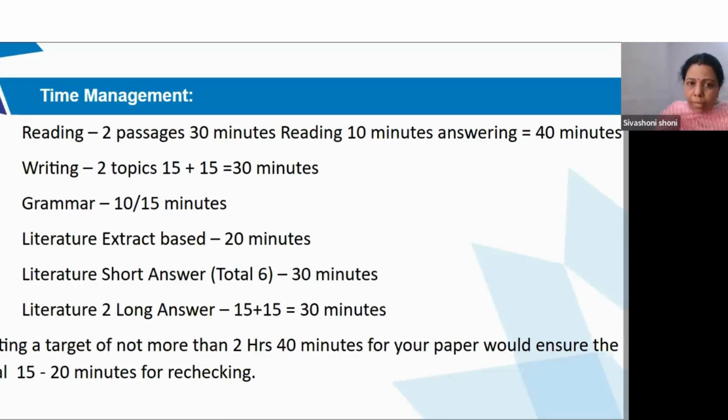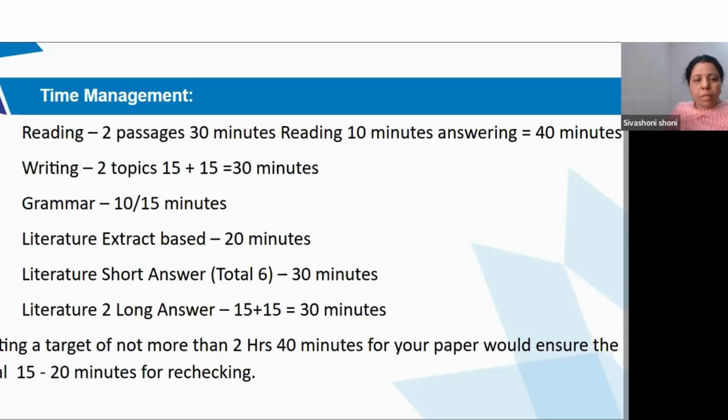Maximum 30 minutes for two passages, including reading, rereading and making points. Don't take more than 30 minutes plus 10 minutes for answering. Here you can save time: if you read the passages during your reading time itself, you save time from the writing time. For one writing topic, not more than 15 minutes, including the coder, as I told you: collect, organize and jot down the points.